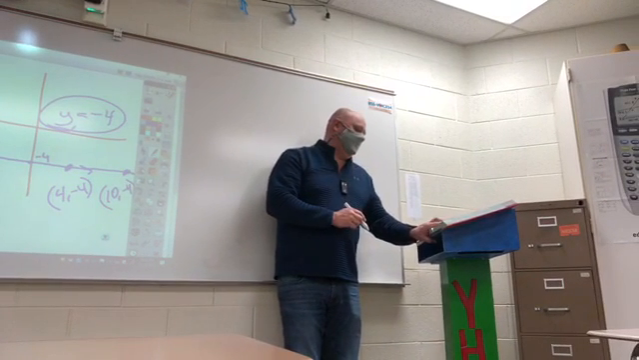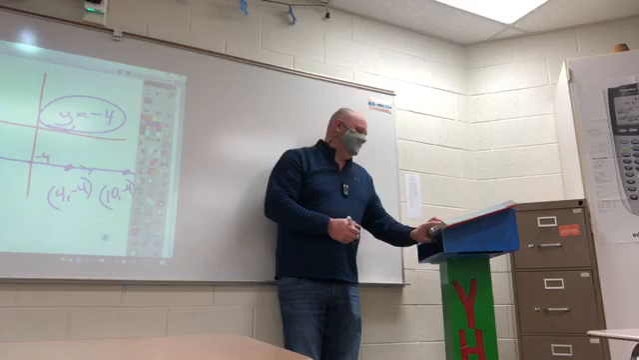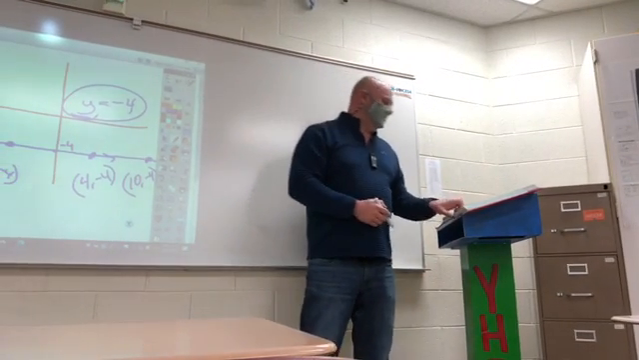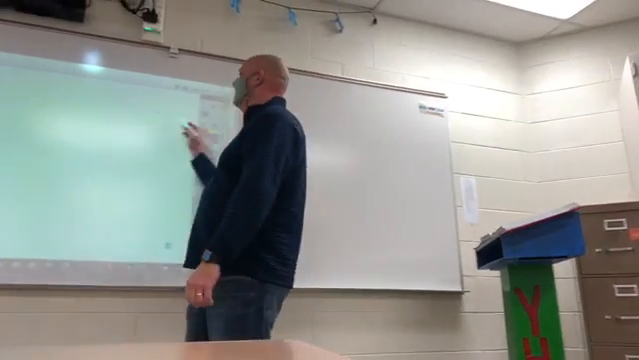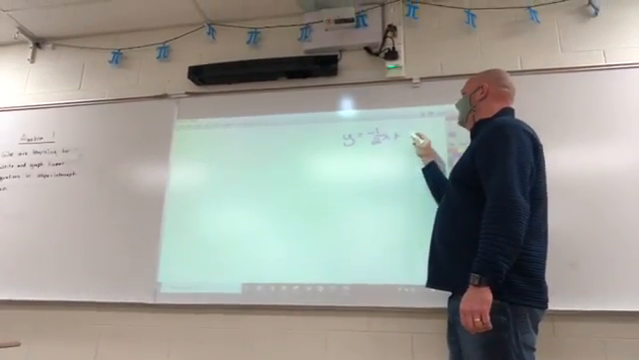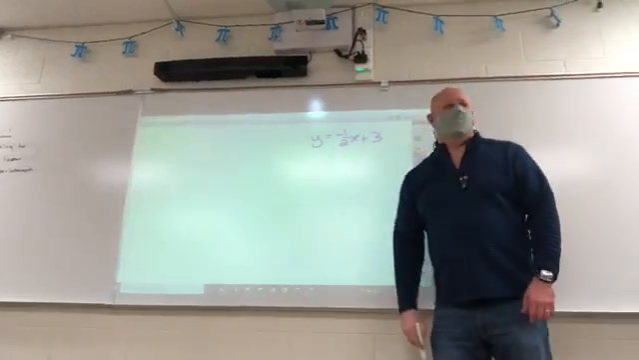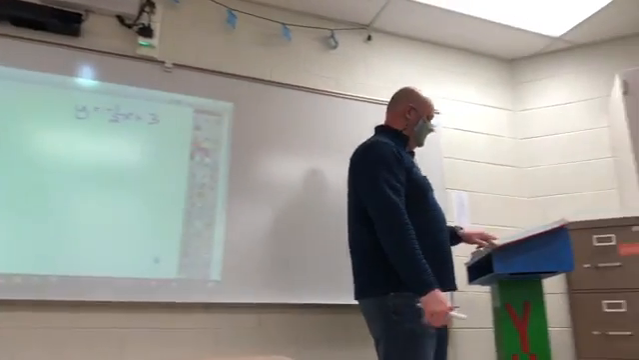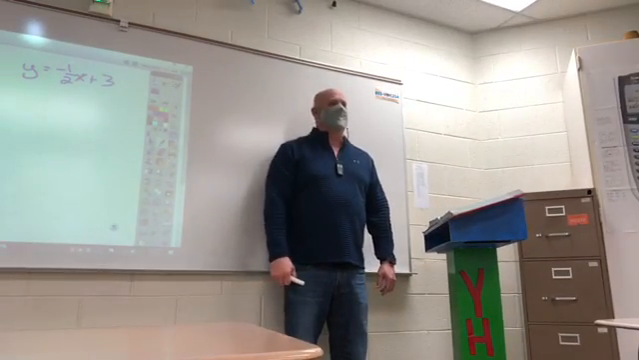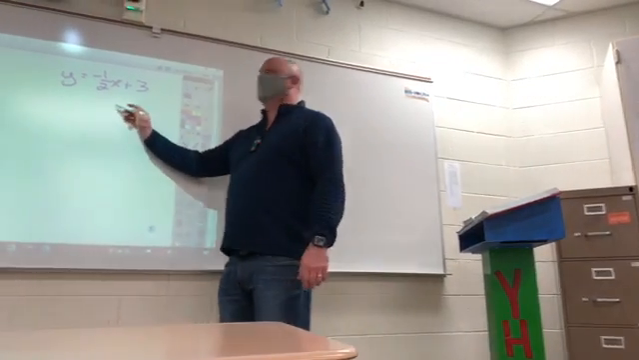Now I want you to look at number 21. They say y equals negative 1/2 x plus 3. What's the directions? Write each equation in slope-intercept form, then graph it. Is that in slope-intercept form? Great, you should be able to graph it. What's it going to go through?